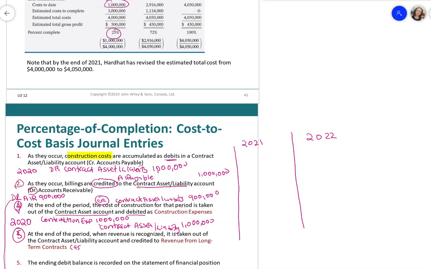And how are you going to recognize it? You're going to take the contract price, in this case 4.5 million, multiply by 25%, and whatever that is, that's what we're going to recognize. In this case, it'll be 1,125,000. If you're recording revenue, it is taken out of the contract asset / liability account and credited to the revenue account.